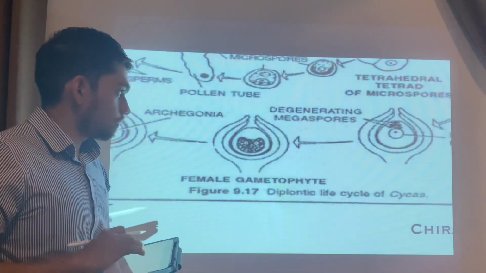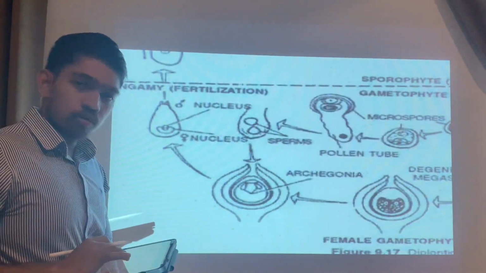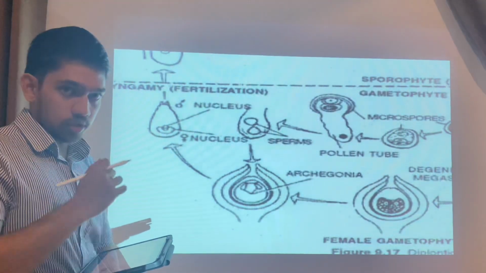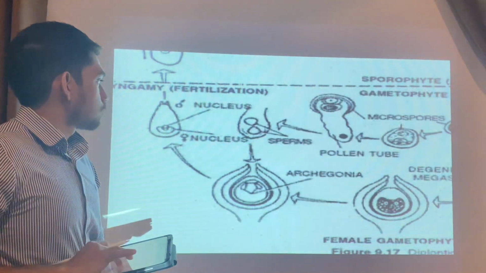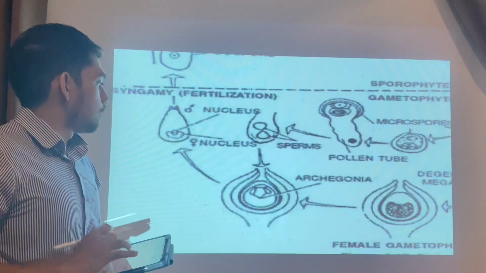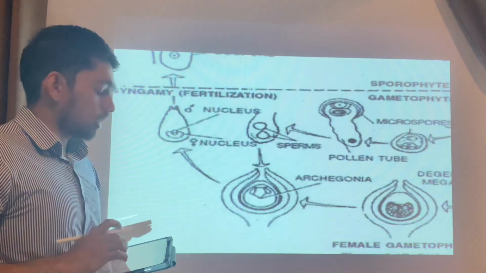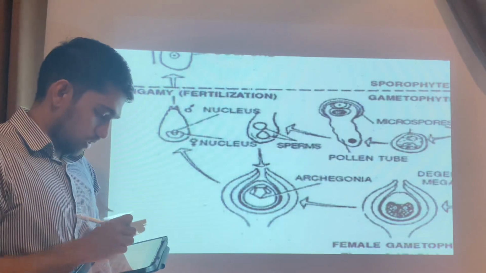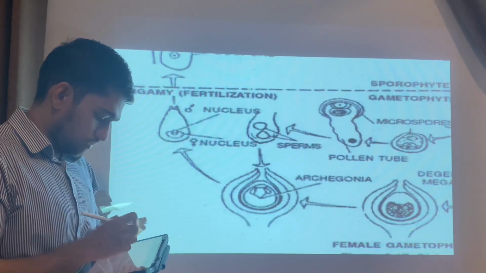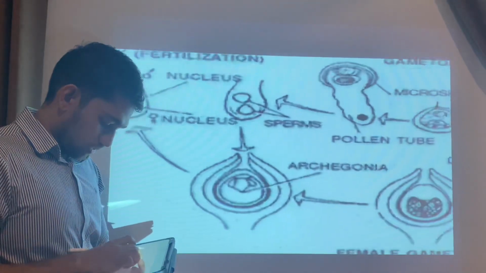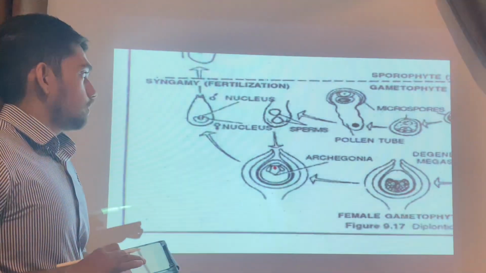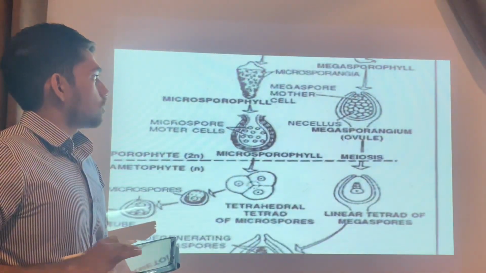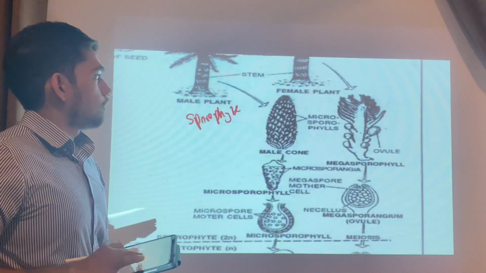gametophyte, right? The female gametophyte will have female gametangia, the female reproductive organs that are known as archegonia. So the archegonia will produce eggs by what cell division? Mitosis, right? So that is happening here. By mitosis, in the archegonium, we are going to have eggs. Right. Now let's focus on the male plant.